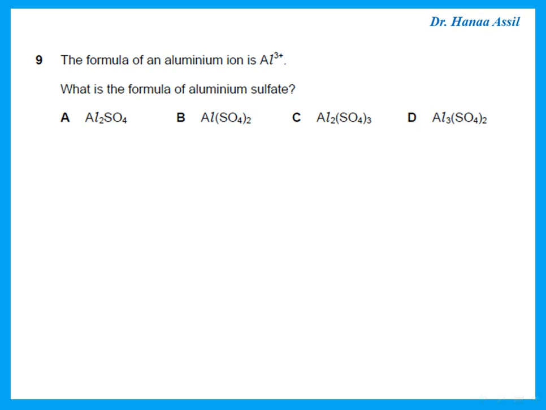The formula of an aluminium ion is Al3+. What is the formula of aluminium sulfate?